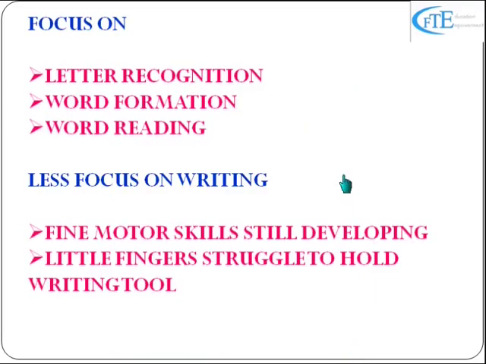At the lower kindergarten level, we need to focus on letter recognition, word formation and word reading. If the child is able to read short sentences before it gets into upper kindergarten, then at the upper kindergarten level, the teacher or parent could focus on paragraph reading.